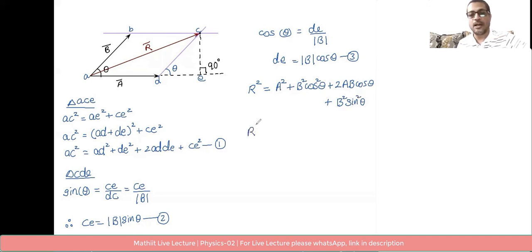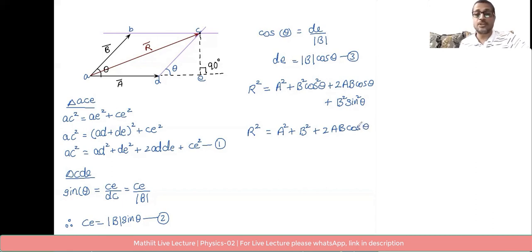So now we get R square is equal to A square, B square cos square theta plus B square sine square theta. How much will that be? Did you do that much mathematics in 10th class? Sine square theta plus cos square theta is equal to 1. So left is only B square. A square plus B square, because sine square theta plus cos square theta is 1. And what is left is the third, 2 times A, B, cos theta.